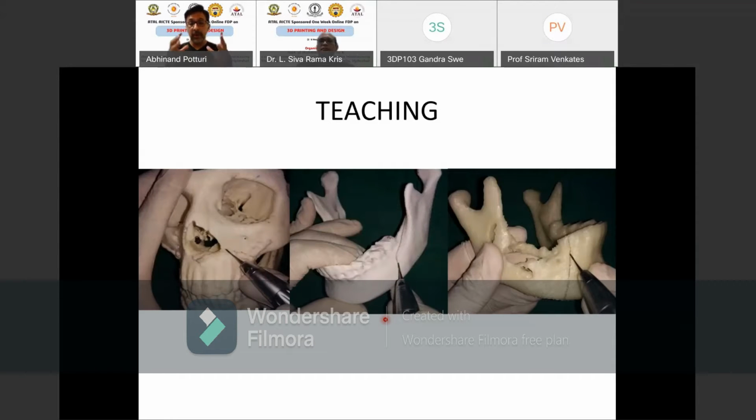So to all our postgraduates, we insist that they do all their surgical practice on these 3D models, so that they will be able to get the proper orientation, and they will be able to understand exactly how the anatomy, meaning the shape of the bones, is, and that will be useful for teaching purposes.